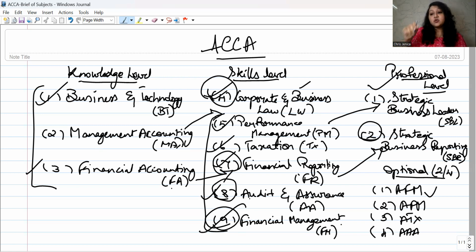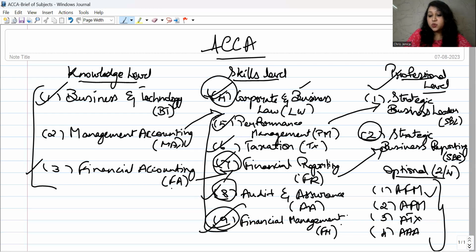Now, how will you choose your professional level paper? Think of what was the last paper that you have appeared for in your skills level. Okay. Under professional level, there are two essential papers, that is your SBL and your SBR. So at any point of time, you have to appear for both of these papers. But you have an option of appearing for any two of the papers among these.